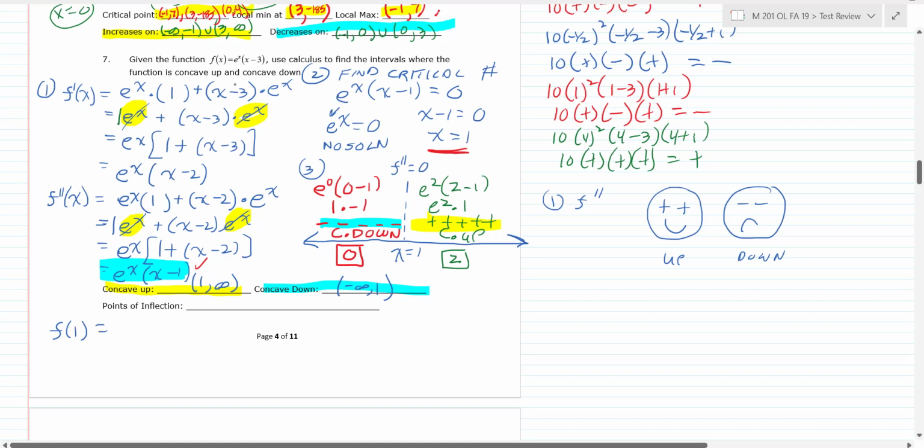Go back to the original function, plug in 1, we'll get e to the first times 1 minus 3. That's e times negative 2, so we get negative 2e. So our point of inflection is the point (1, negative 2e). Okay, so that's how that problem goes.